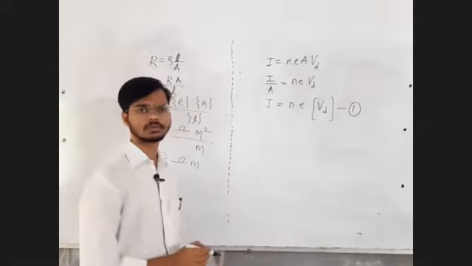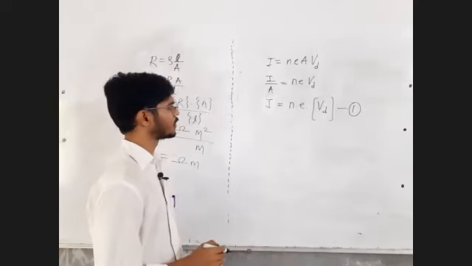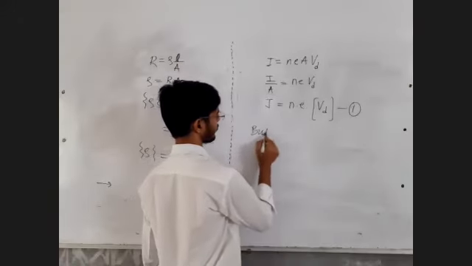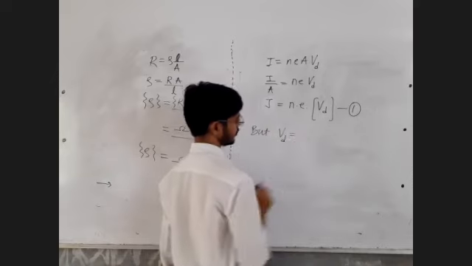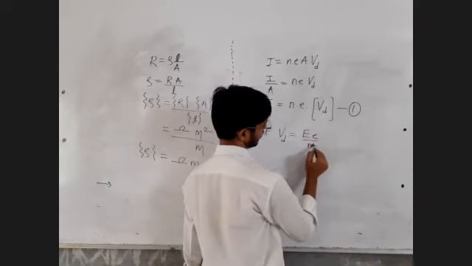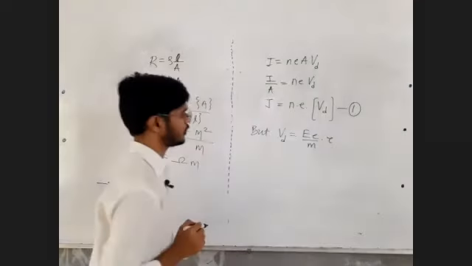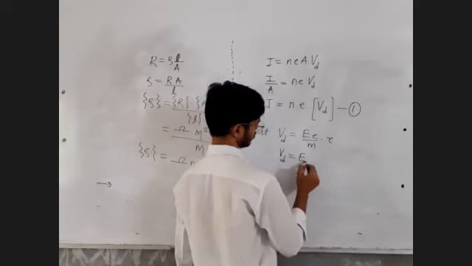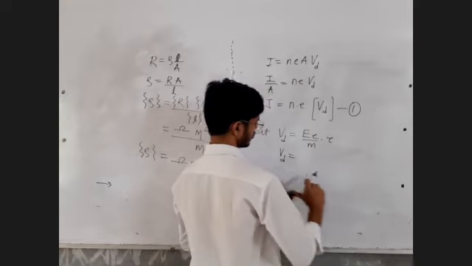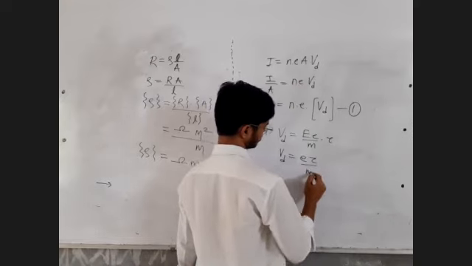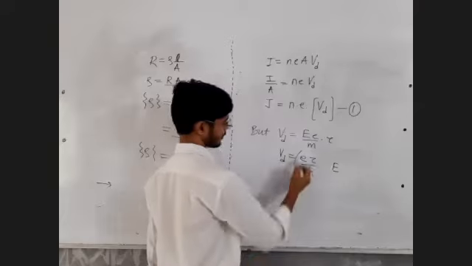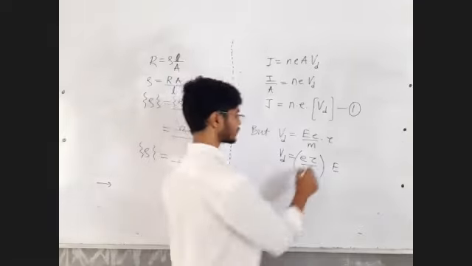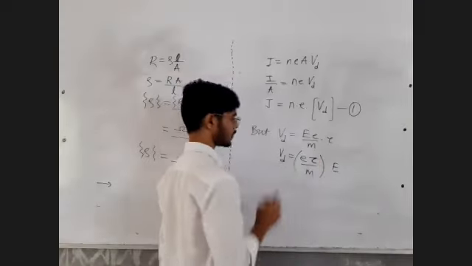Now, drift velocity depends on electric field. Why? Let me tell you. vd is equal to eE by m into tau. So vd is equal to e tau by m into capital E. This e tau by m is a constant for a given conductor. Tau, again, the property I am assigning to the conductor.